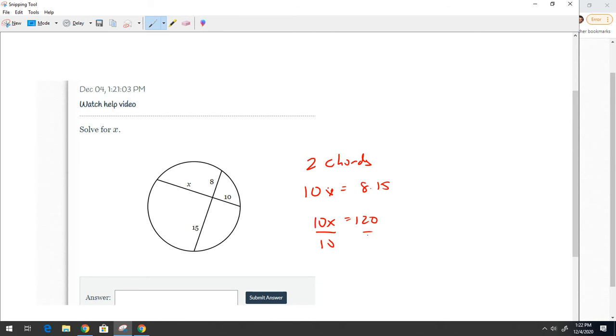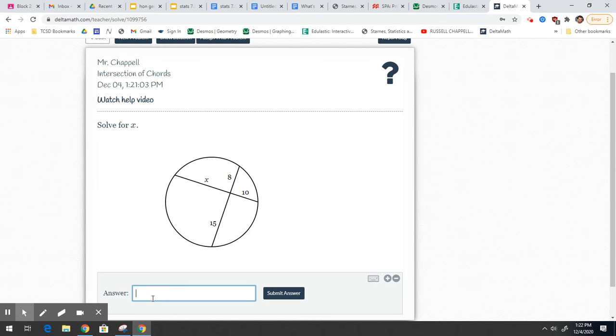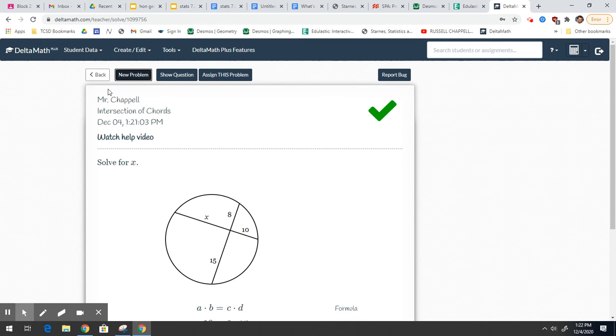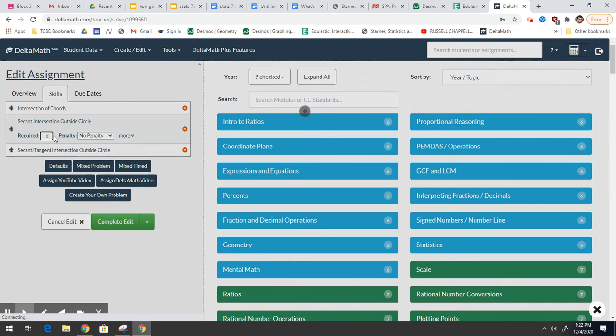And then you'll simply divide by 10 to get x by itself. And 120 divided by 10 is just 12. And 12 is the other part. And that should be the answer. There we go, pretty basic. All right, next problem here.